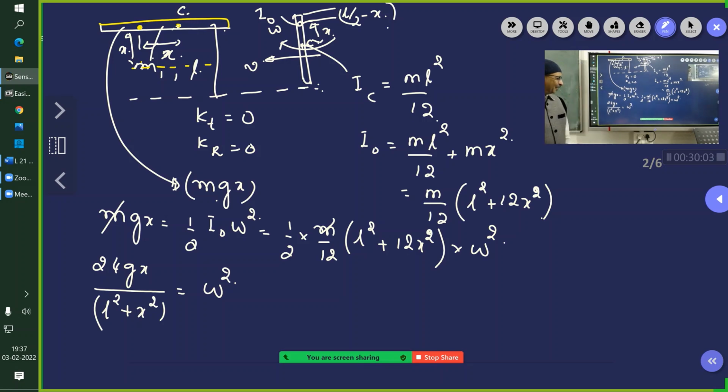L square plus 12 x square. Yes, sir. 12 x square. Written 12 there, no? So you got this equation, all of you? Yes, sir. Great.